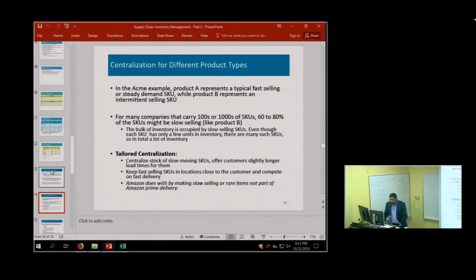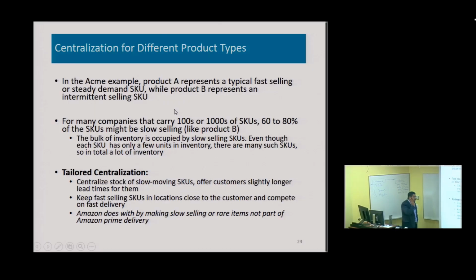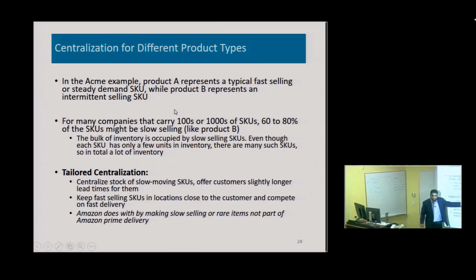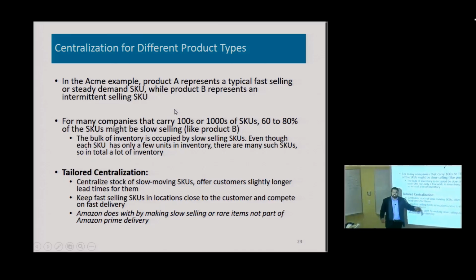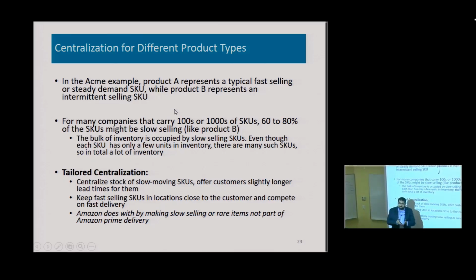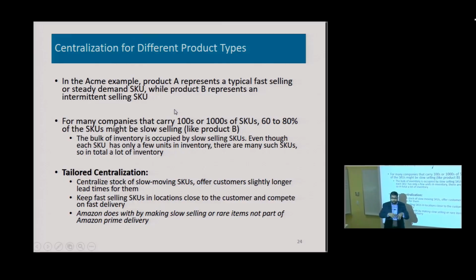The last point I wanted to make is when you do centralized, there is an option called tailored centralization. What this means is that you centralize some of your SKUs, but you don't centralize others. So let's say you have 5 warehouses. One is in Ohio, or a central location, which is centrally located in the US. You centralize some SKUs there, but the other SKUs, you keep them in all of the warehouses. Okay.